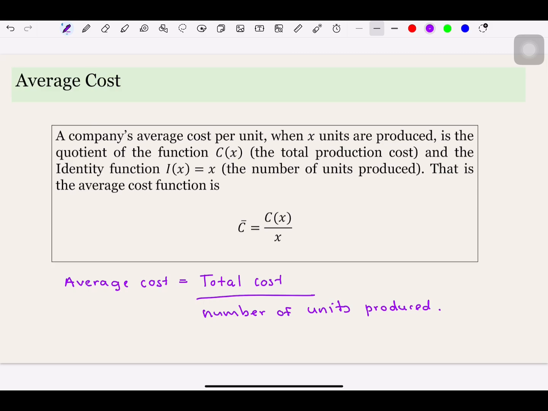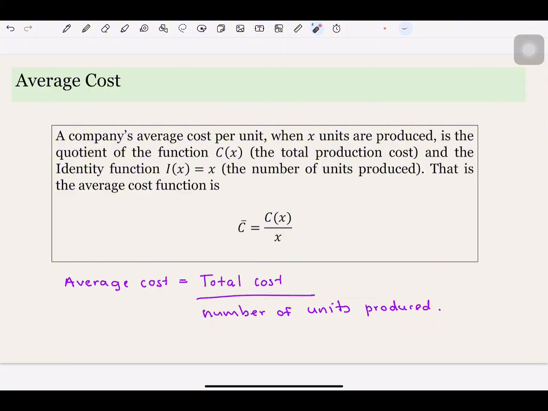So let's talk about how to calculate average cost per unit in a production setting. Suppose a company produces x units of product and the total cost to produce those units is given by the function C of x. If we want to find the average cost per unit, that is, how much it costs to produce one unit on average, we have to divide the total cost by the number of units produced.